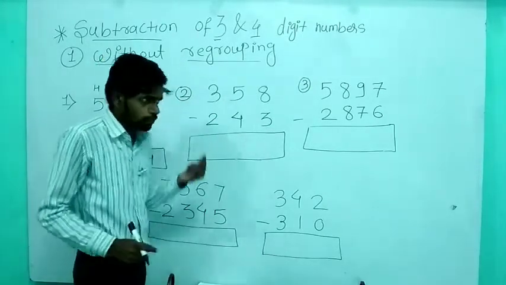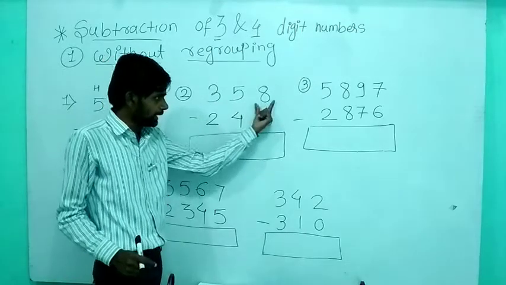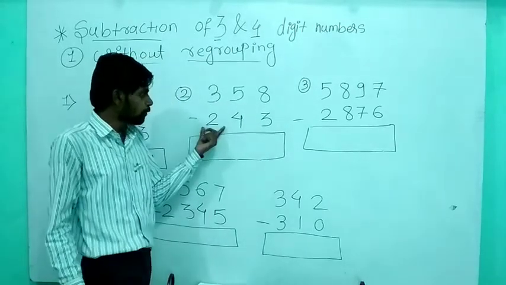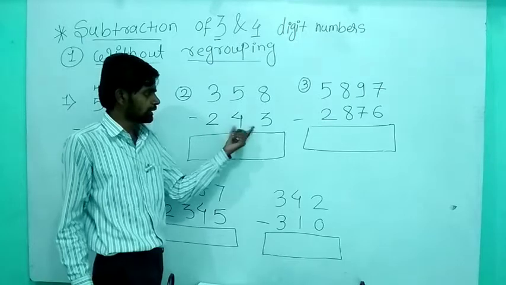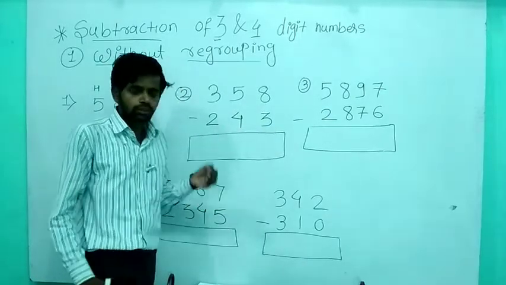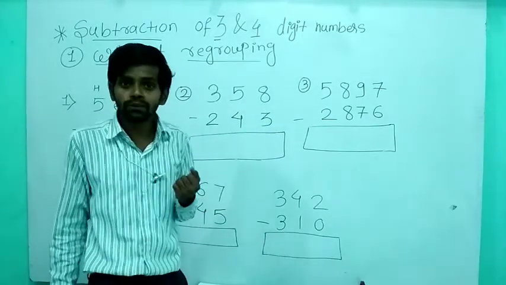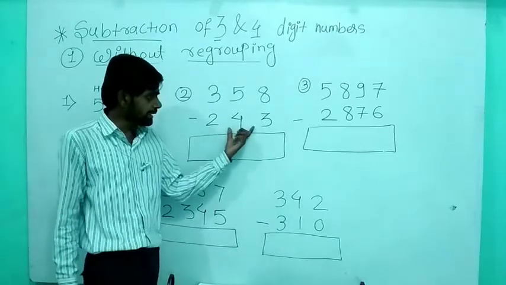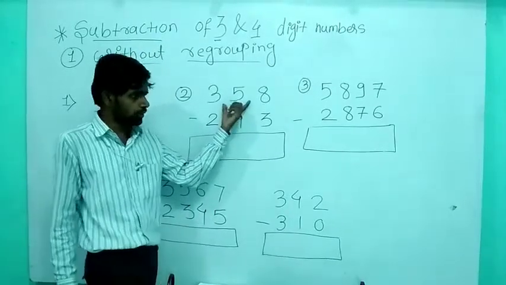358. So we know that 358 is a bigger number and 243 is a smaller number. So we have already learned, what we have already learned? We can subtract smaller number from bigger number. Yes?